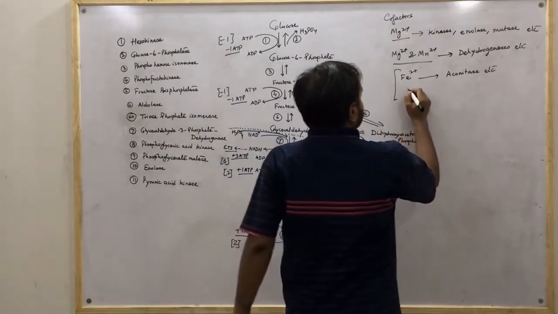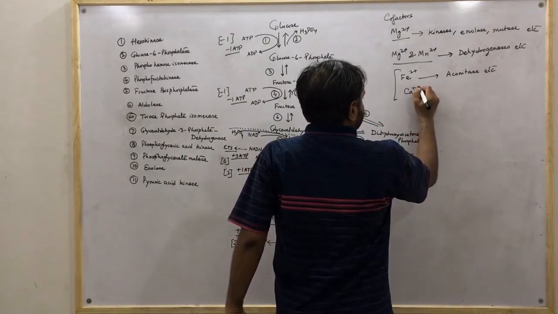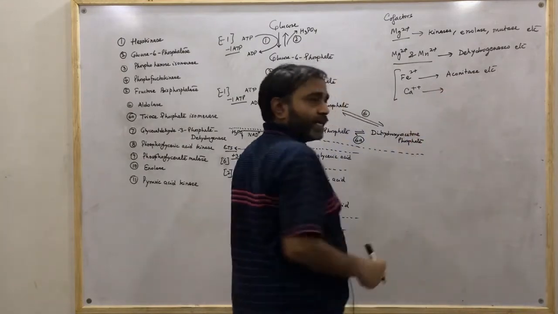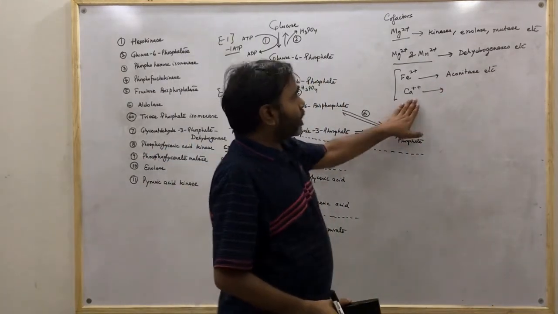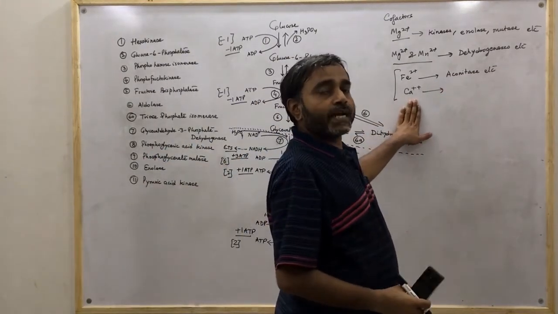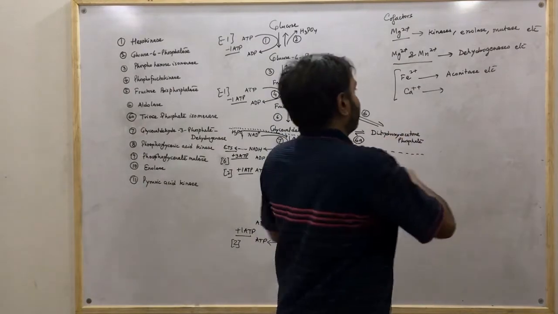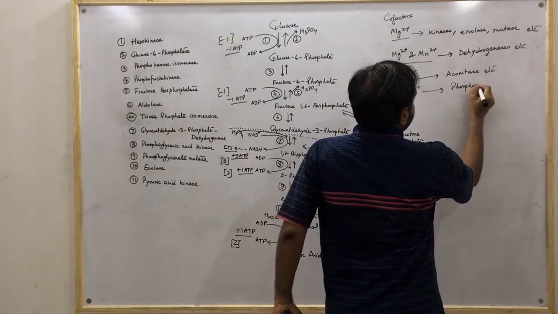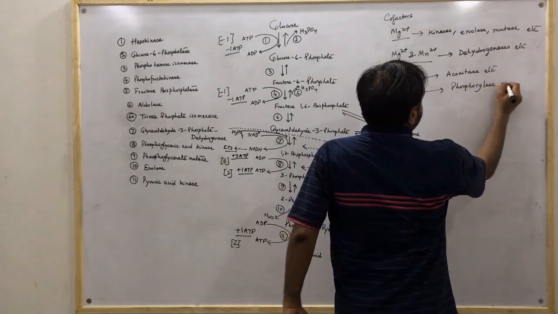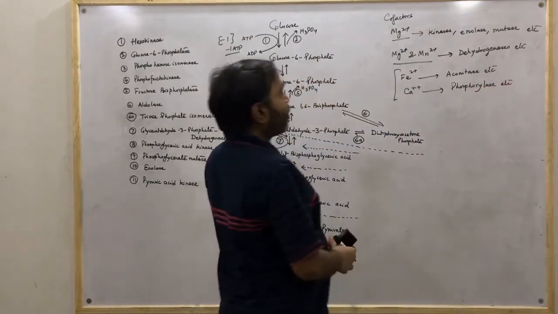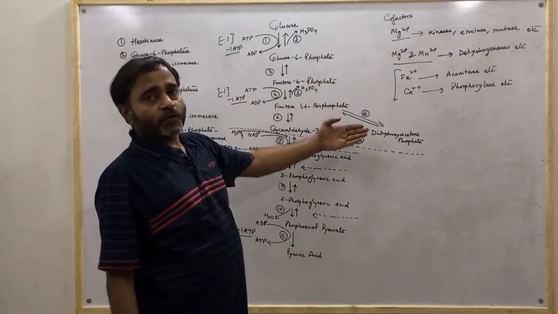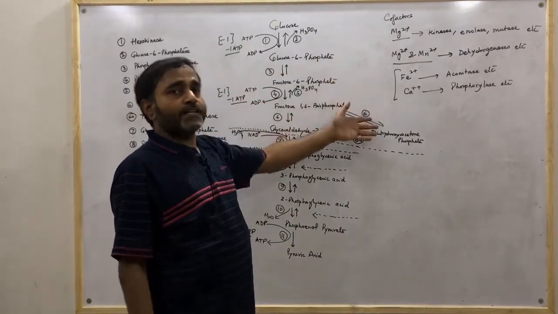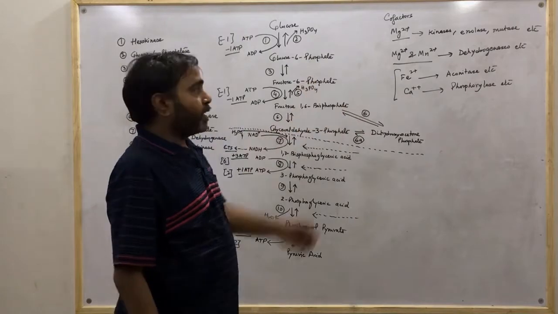Likewise, calcium, you might have seen there in case of glycogenolysis. So calcium is required where? For the activity of phosphorylase enzyme. So these are the important cofactors which are required for the activity of different enzymes that we should remember.